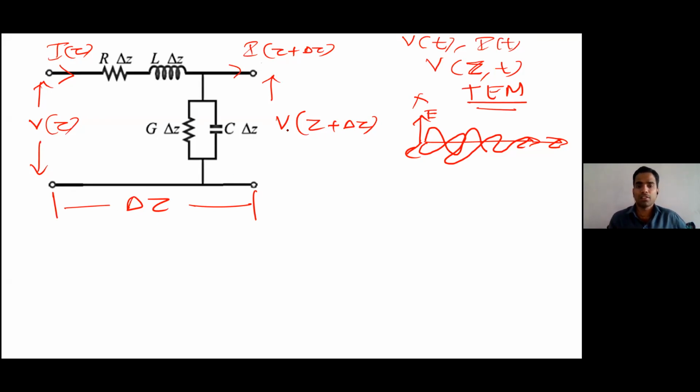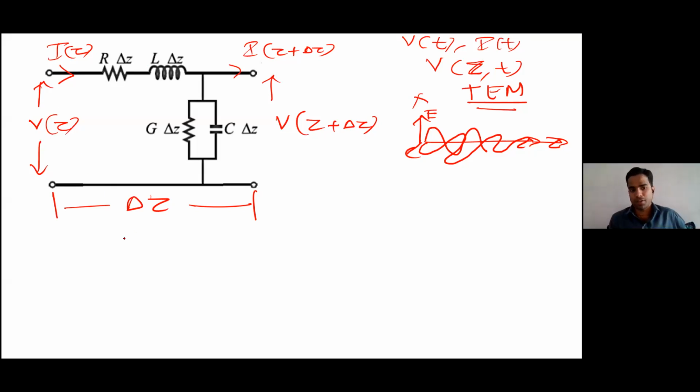Fine. So our wave is traveling, and the voltage here is V of Z, and after a subsection of length delta Z, the voltage will be V of Z plus delta Z. Here the current is I of Z, and after the subsection delta Z, the current will be I of Z plus delta Z. Fine. So is this clear to everyone? Yes, sir. Okay, fine.